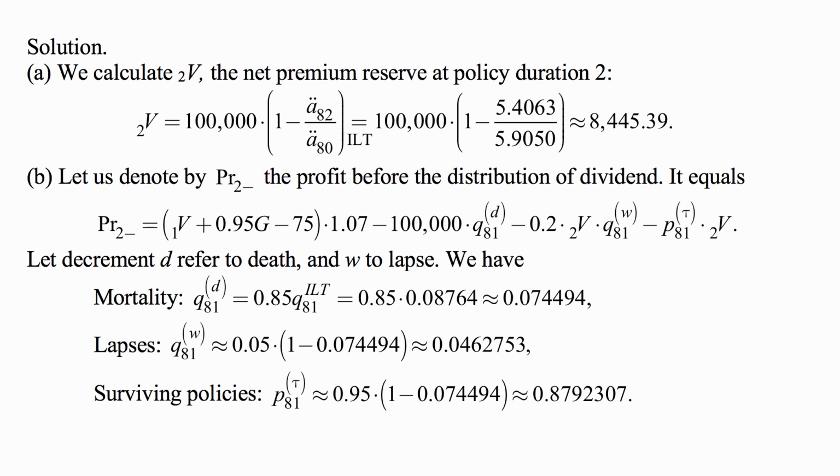Let decrement D refer to death and W to lapse in this formula. Mortality is 85% of the illustrative life table. We look it up, and it comes out to be 0.074494. Lapses are 0.05 times 1 minus the probability of dying, so of those surviving, 5% lapse, and that's 0.04627553. Surviving policies, that's 95% of those surviving, and that's 0.8792307.